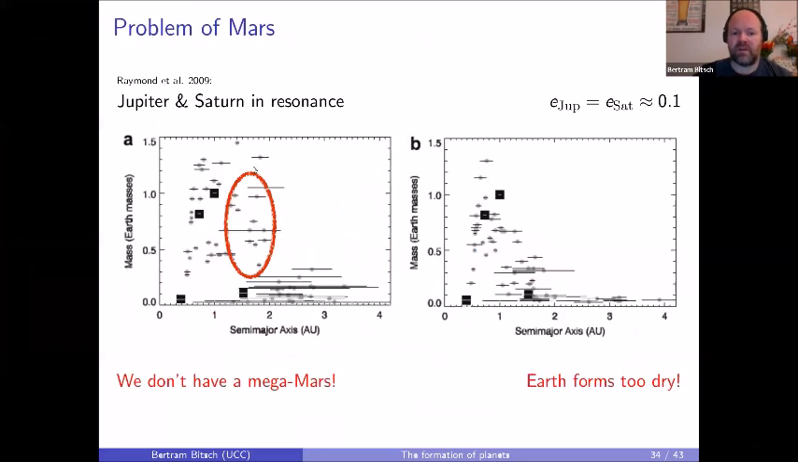So we can summarize this. If Jupiter and Saturn were in a resonance configuration, circular orbits, we overshoot the mass of Mars because we don't have a mega Mars, so we just have a small Mars. So the simulation fails because our planets become too massive. On the other hand, if we have Jupiter and Saturn in a bit of an eccentric orbit, we change the outcome of our simulation. We can actually match the mass of Mars quite well. But our Earth would be too dry, so we don't have enough water. So again, our simulations fail.